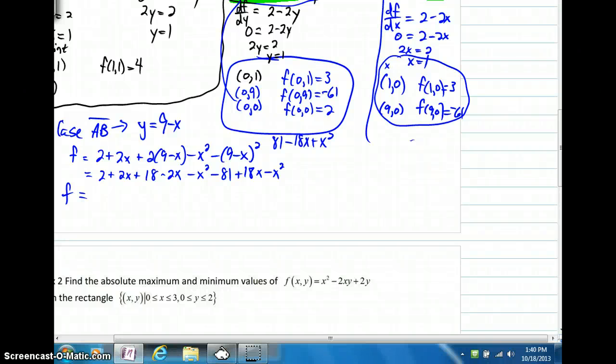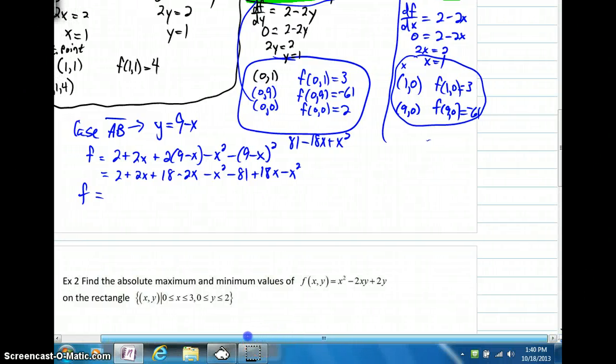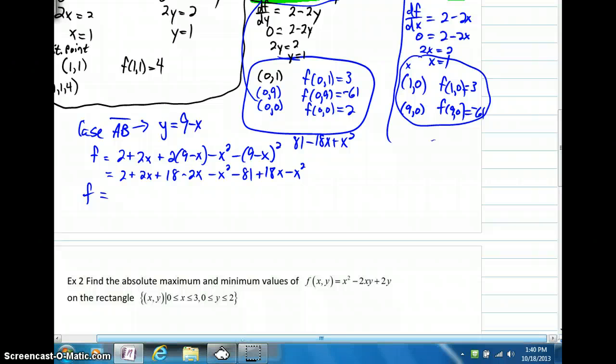Okay, so picking up where we just left off, we were finishing that last boundary, the boundary of segment AB, combining all like terms as we expand everything. Once we substitute y equals 9 minus x into the original function, we're going to be left with negative 61 plus 18x minus 2x squared. And again, we can take a derivative.